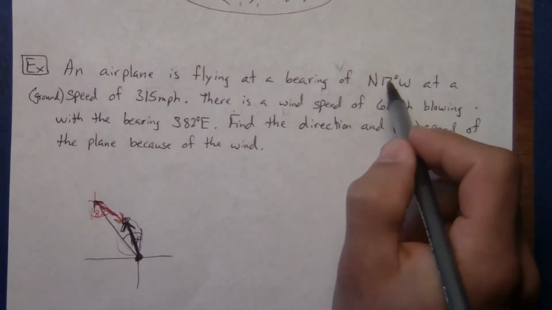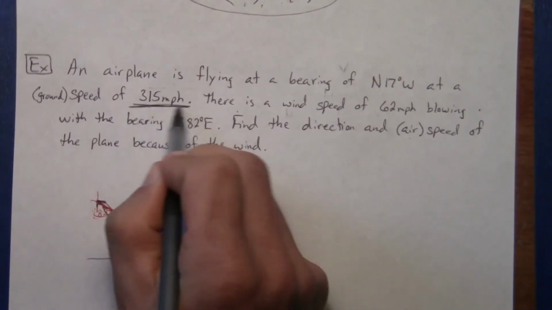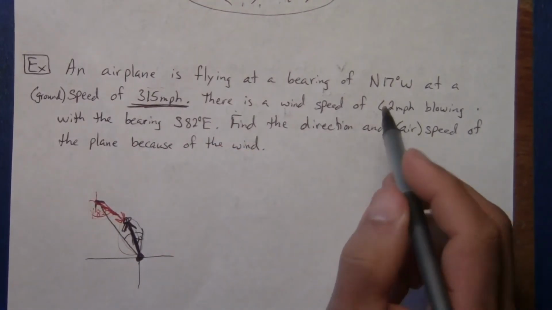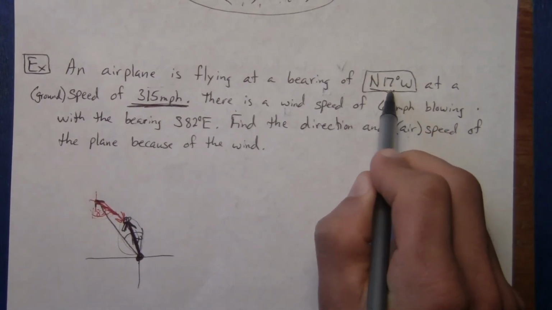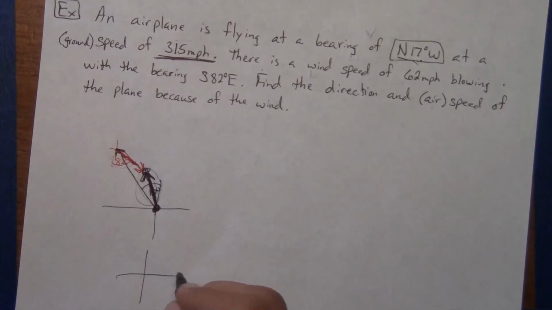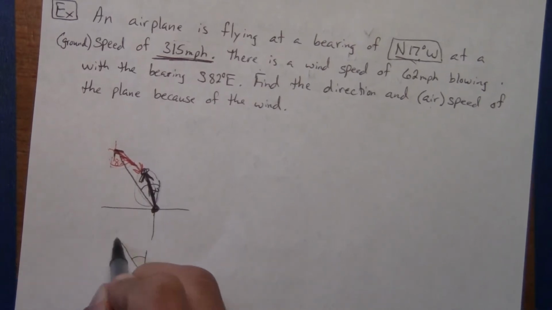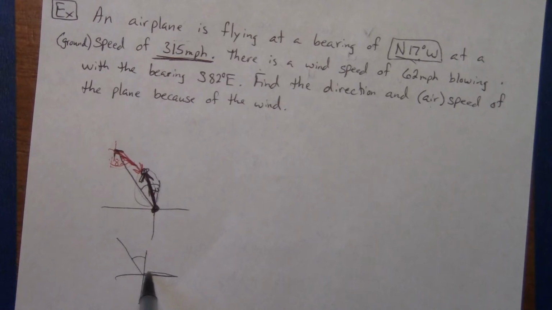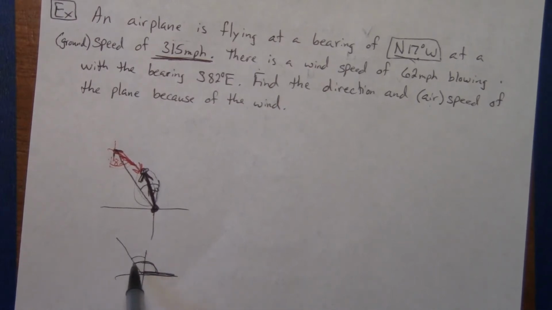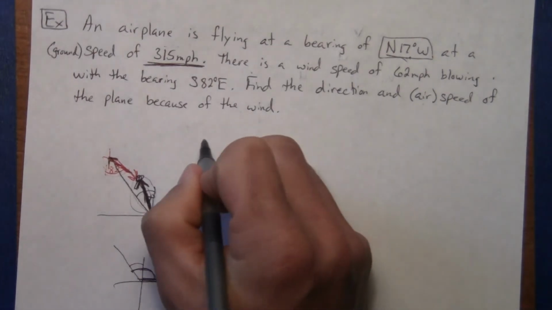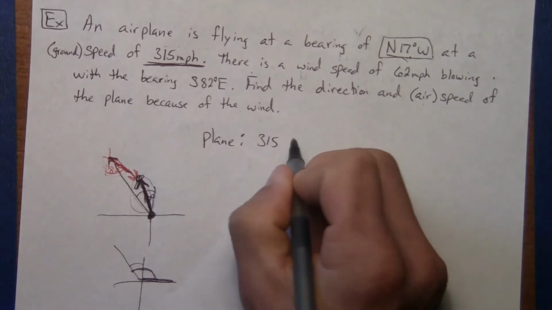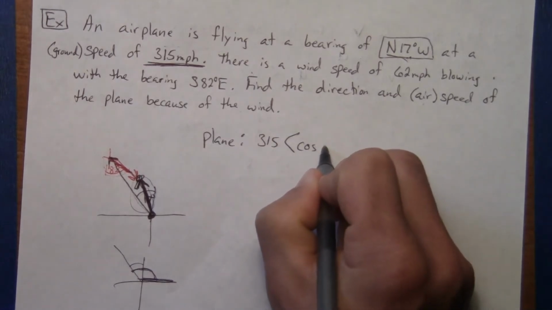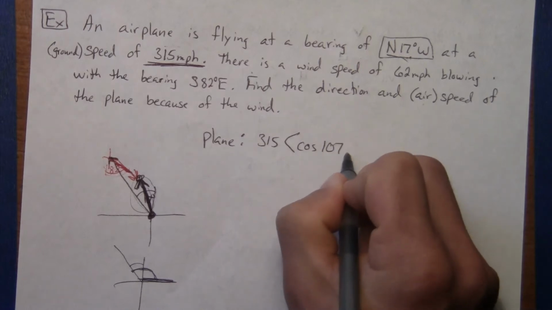So, what do I want? Of course, I want to know what the magnitude is, which is referring to speed in miles per hour. And I want to know what the angle is. Be very careful with this. It's not 17 degrees. When I drew that picture, it was north 17 degrees to the west. Well, remember when you measure an angle, you're always supposed to measure from the positive x-axis. So 17 is not what I want. I actually want 90 plus 17, or 107. So the plane's vector is going to be 315, there's the magnitude, times the cosine and sine of 107 degrees.